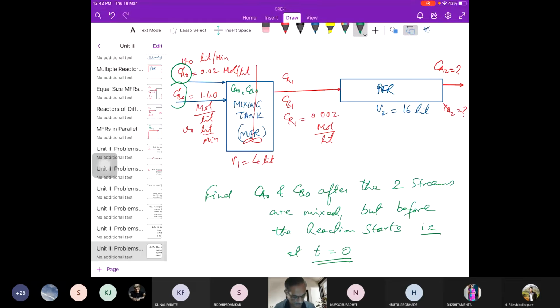पहले एक्सप्लेन किया है मैंने प्रैक्टिकल टाइम पर. Exactly similar procedure है, there's no difference. But you tell me what is the value of CA naught and CB naught. इसीलिए मैंने CA naught prime डाला है और CB naught prime डाला. That is before mixing, the concentration is different. After mixing, but before the reaction starts, the concentration is different.